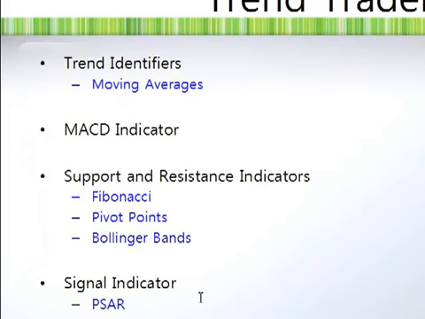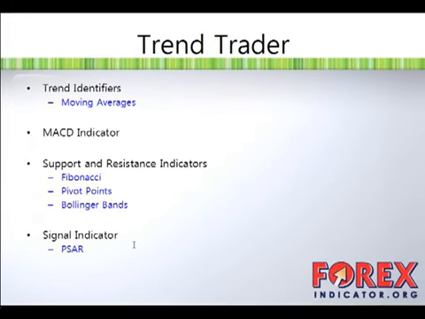Okay, this is the optional one, the signal indicator. You could add in a PSAR to help you tell when to enter a trade, because PSAR basically consists of dots that can help you tell whether the price is going to go up, so you go long, or go down, so you go short. Okay, so these are the four indicators that you might need, even in trend trading.